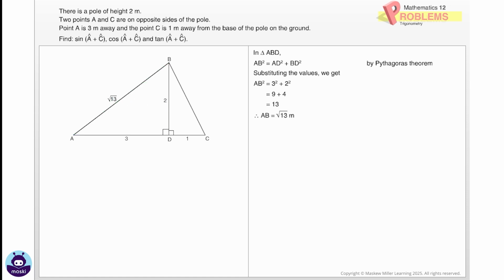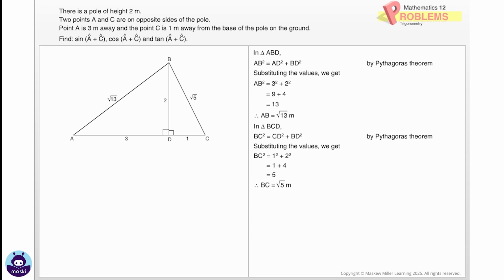To find BC, we need to apply the Pythagoras theorem in triangle BCD. BC square equals CD square plus BD square. Substituting the values, we get BC square equals 5. Therefore, BC is equal to root 5 meters.